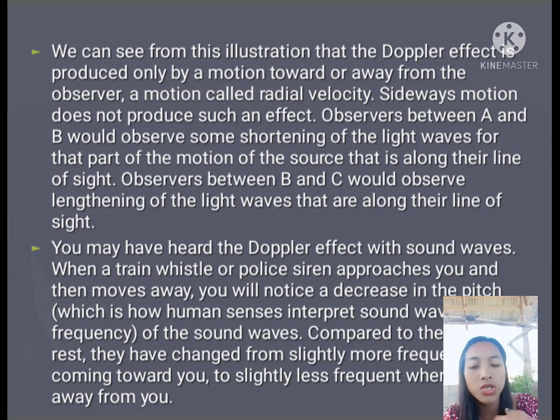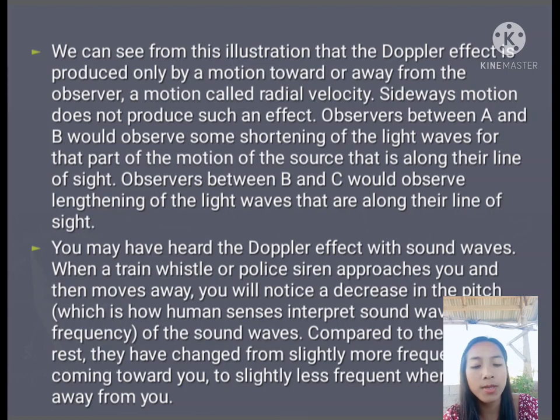So it is the motion toward or away from the observer that is responsible for the effect. This motion is called the radial velocity. Sideways motion does not produce such an effect. Observers between A and B would observe some shortening of the light waves for the part of the motion of the source along their line of sight.